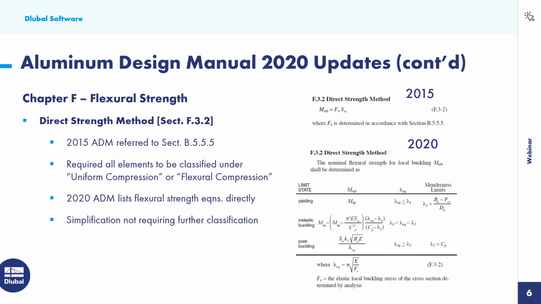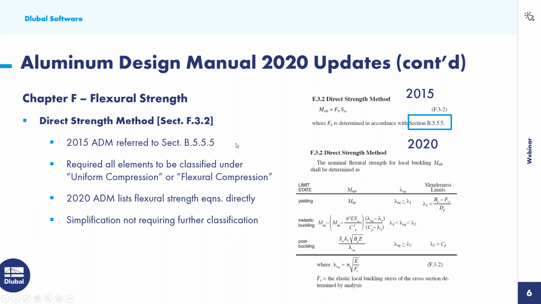So moving on to Chapter F for flexural strength, we have here the direct strength method from section F32, and this all relates to local buckling. So previously in the 2015 ADM, this section F32 referred directly back to section B555. So you can see over on the right-hand side, just a quick screenshot with that reference made here.